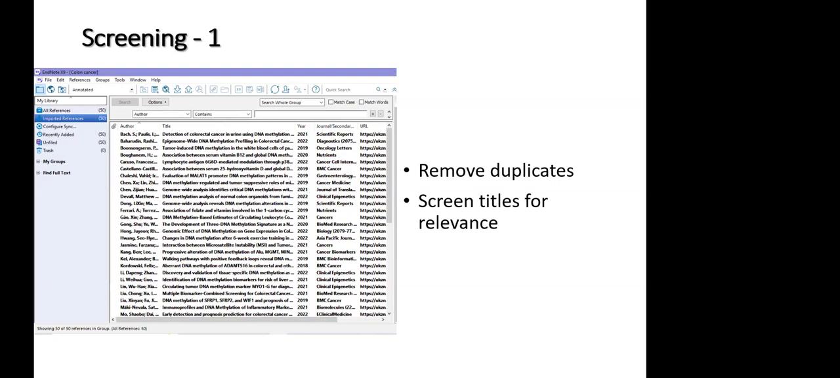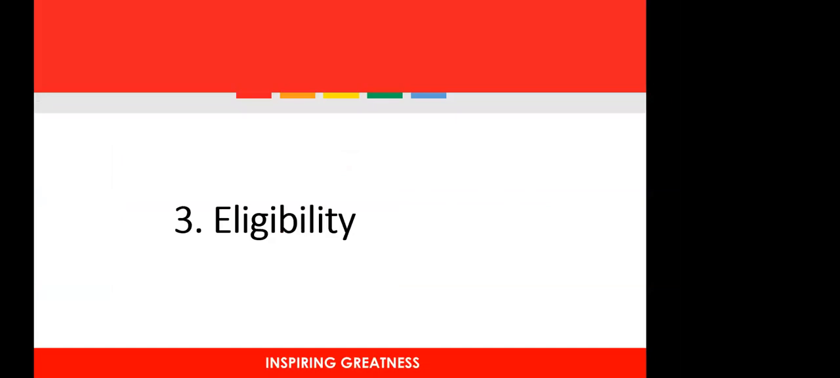Also, you want to screen your titles. Many times you get titles that are not even relevant to your search. I'm not sure why. I think that the databases just won't give you exactly what you want. Sometimes they also give you papers that they think are relevant. So just a quick screen of the titles, you read them and then you delete all that are not relevant to your aim or what you are looking at.